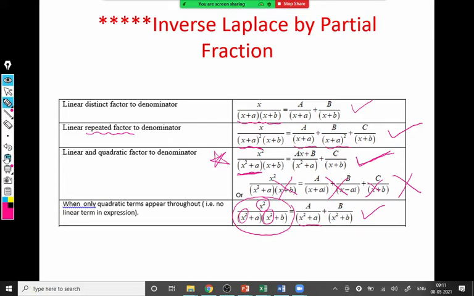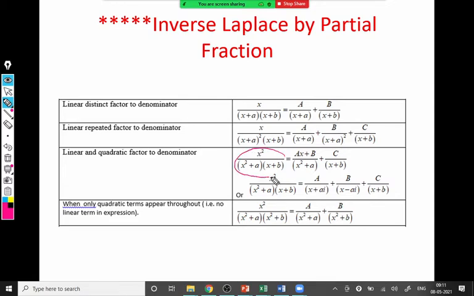Let me show you the difference here. If you observe this rational function and this rational function, there is a difference. Here is a linear term, and this linear term leads to this type of partial fraction. But here, everywhere is x square. Only x square is there. Because of that, a simple partial fraction works there. So you should remember that.